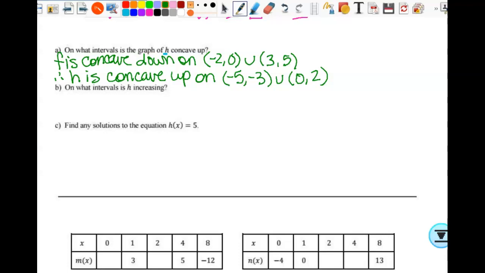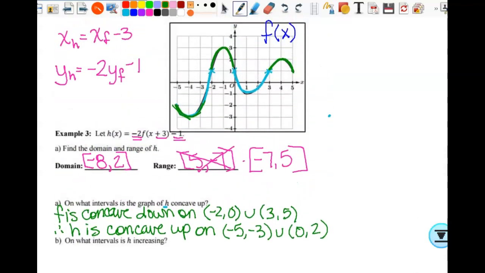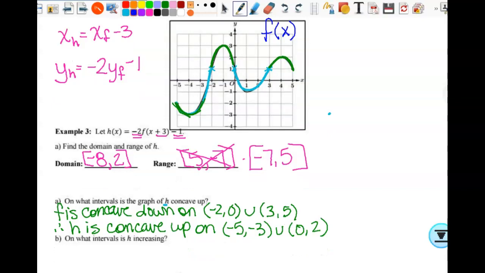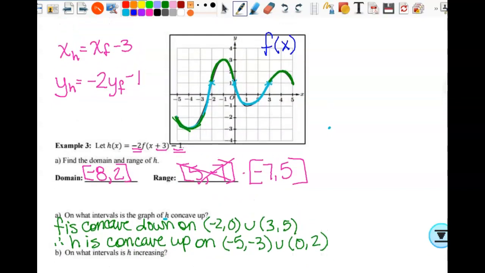All right, so now we're going to look at increasing here. It says on what intervals is H increasing? So we're going to go back up here, and we're going to look for H, where H is increasing. We're going to look at when F is increasing. F is increasing from here to here, and then from here to here. Would you agree with that? Okay, when we reflect it, is it going to be increasing anymore?